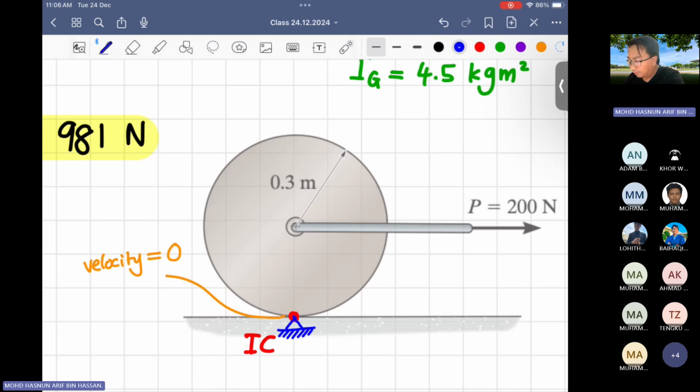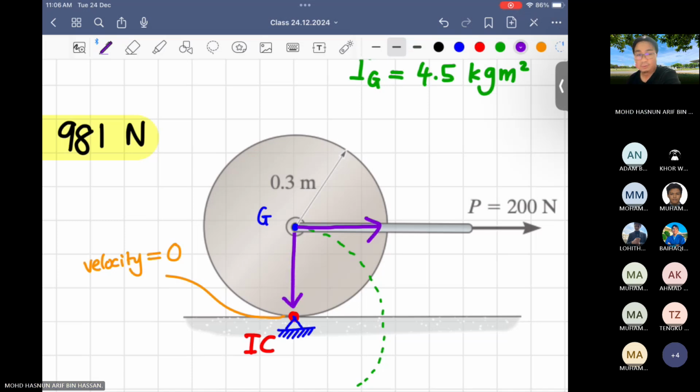So if we draw the path that point G will move, point G will rotate about that point in a circle like this. So point G will have a rotation in a circle with IC as the fixed point. So when this is IC, point G will have an acceleration in both directions like this.